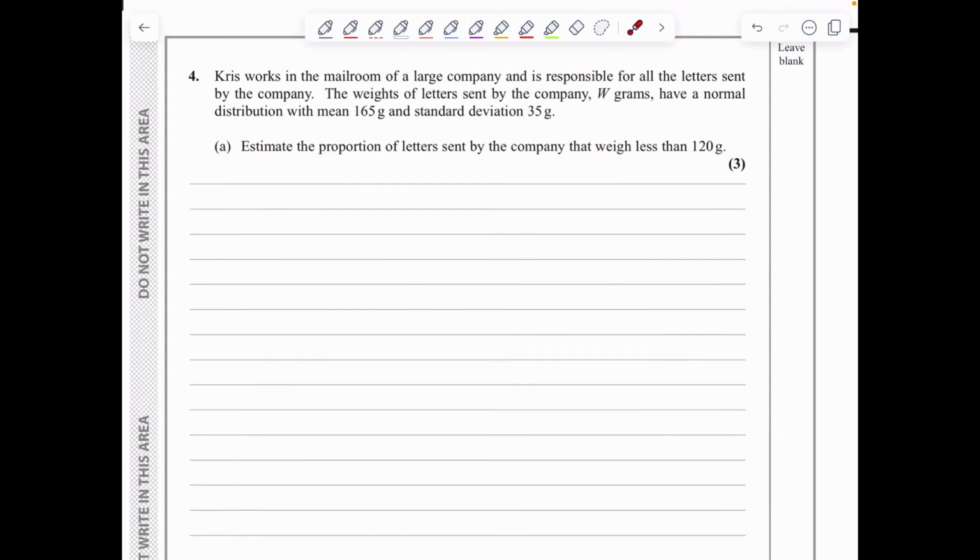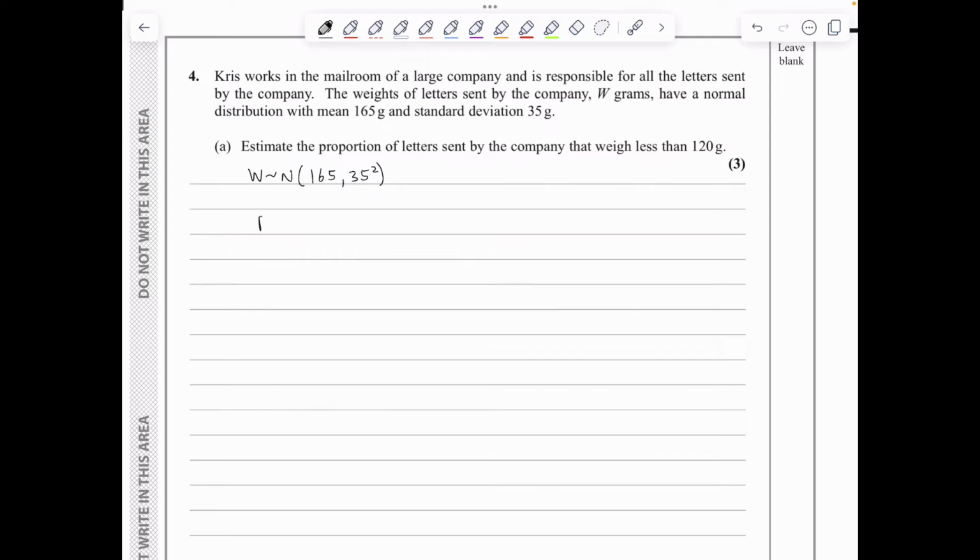In question 3, we are told that the weights of letters W grams have a normal distribution with a mean of 165 grams and a standard deviation of 35 grams. And we need to estimate the proportion of letters that weigh less than 120 grams. So let me start by writing down the distribution. It's a normal with mean mu 165 and variance sigma squared 35 squared.